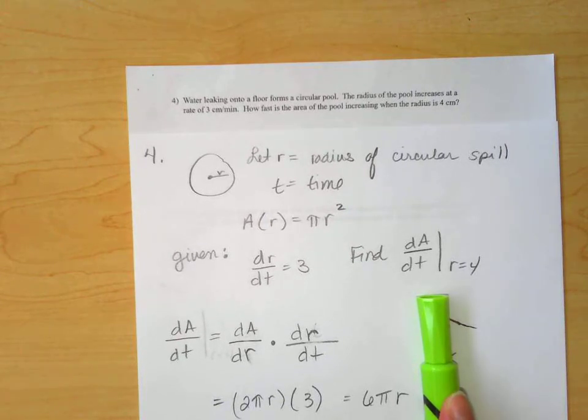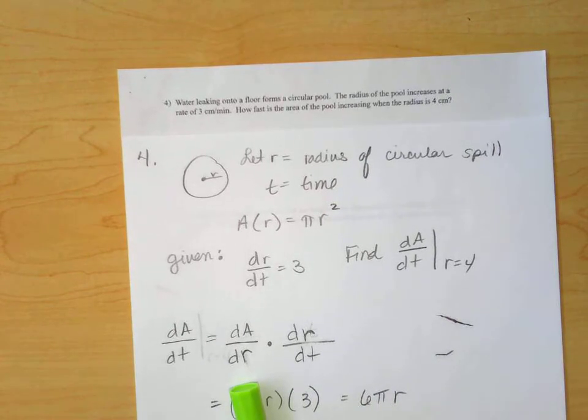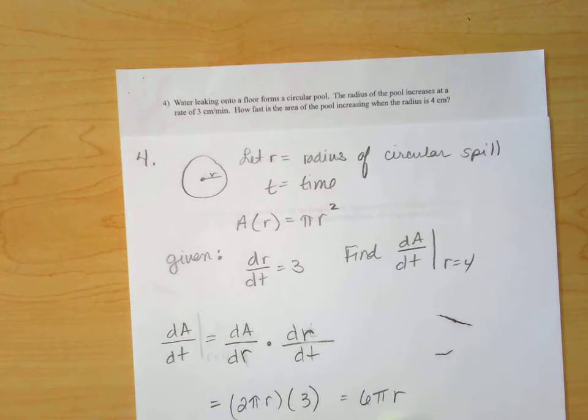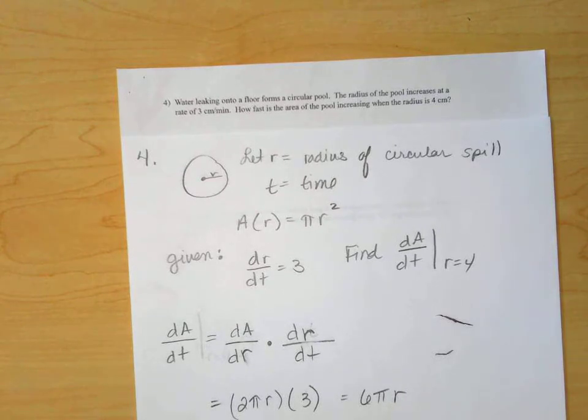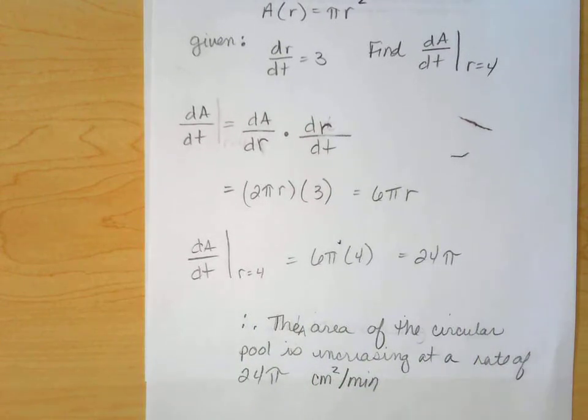So I can find the derivative of area with respect to time by applying the chain rule. So the derivative of area with respect to r, the radius, times the derivative of the radius with respect to time. The derivative of the area function is 2 pi r, and dr/dt was given as 3. Multiplying those together, we get 6 pi r. Substitute in r equals 4 to find the derivative of area with respect to time when the radius is 4, and I'll get 24 pi. Thus, the area of the circular pool is increasing at a rate of 24 pi centimeters squared per minute.